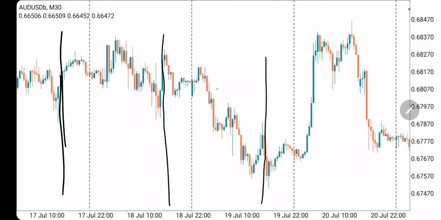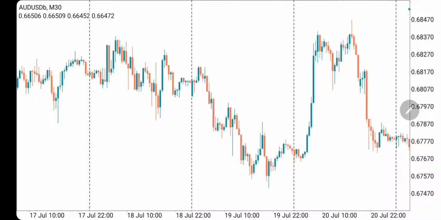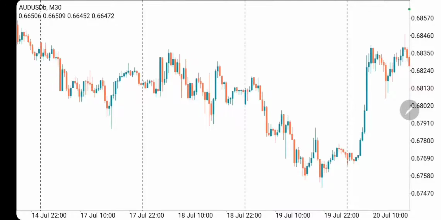All right. The reason why I have to do that is so that I can identify and separate one day from another, because this has to do with the previous day. All right. So how can you activate this line? It is in your chart, in your MT4.